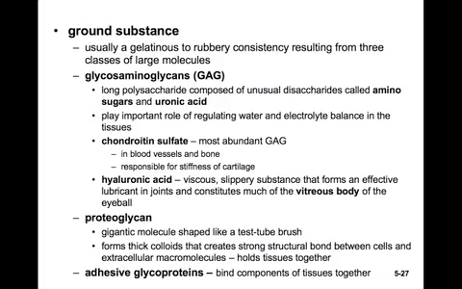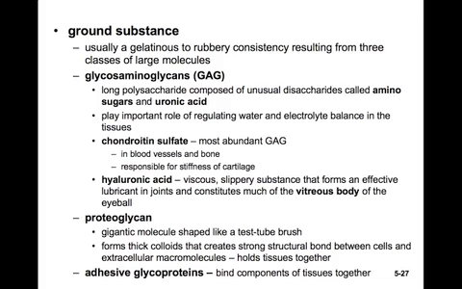Proteoglycans are gigantic molecules shaped like a test tube brush. They form thick colloids that create strong structural bonds between cells and extracellular macromolecules. They hold the tissues together. Basically, these bristled brushes stick to each other and hold the cells of the tissues tightly to each other.